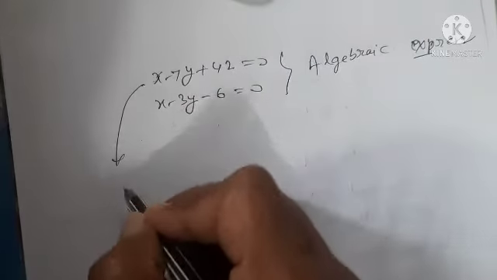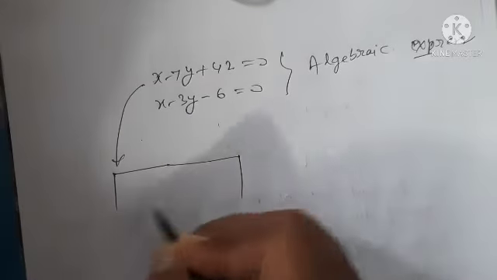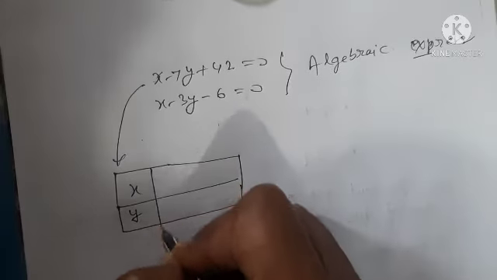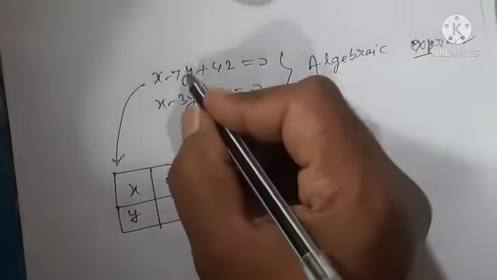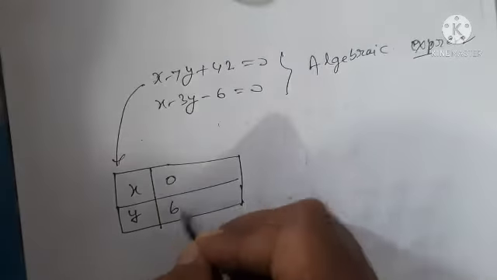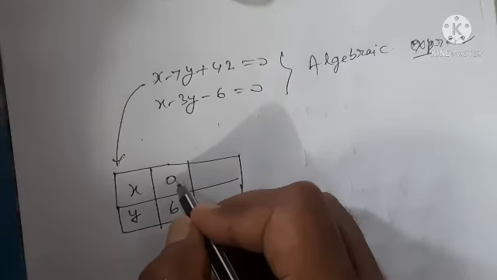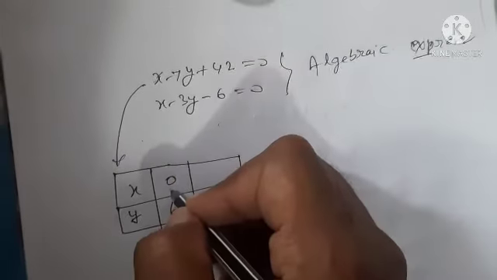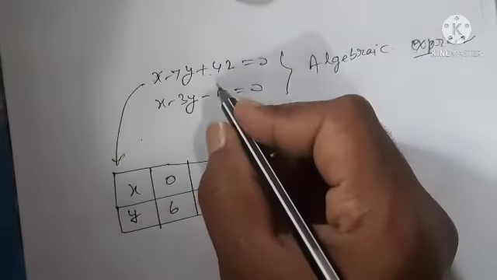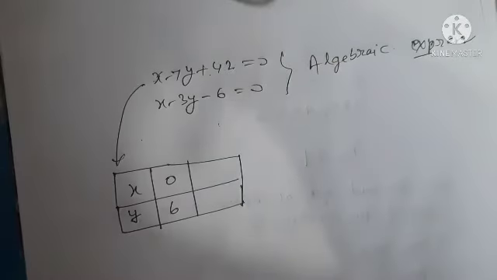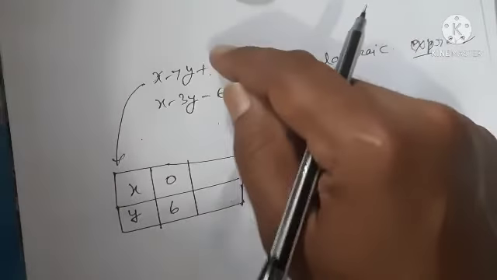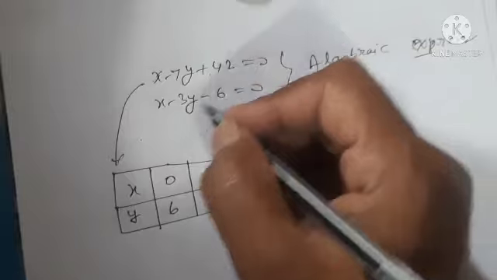First, prepare the table of the first linear equation. Value of x, value of y. Okay, put the value of x as 0, then the value of y will be 42 by 7, and that means 6. If we put the value of x as 0 in the first linear equation, then the value of y will be 6. Let's find another point. To draw the graph of these linear equations, we have to find two points on these linear equations. Okay, 2 points on this, 2 points on this.